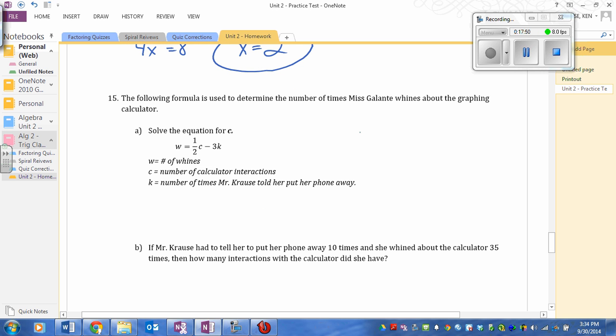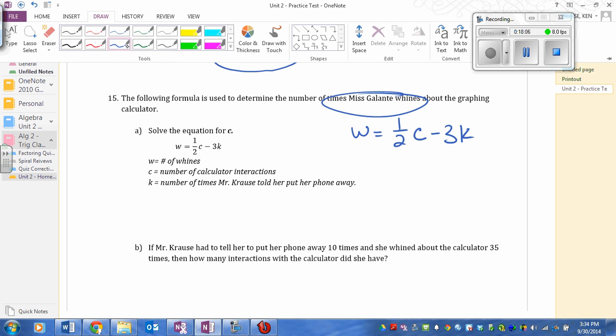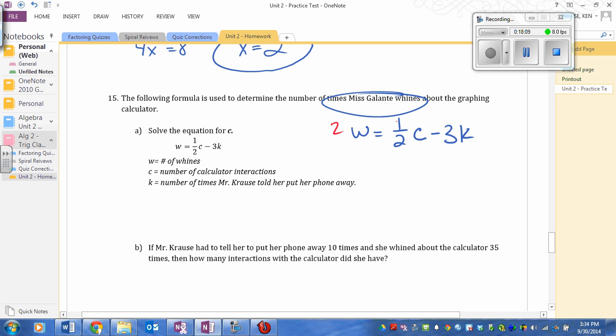So all I got to do is solve this equation for c. So my equation is w equals 1/2 c minus 3k. Oh, there you are, Miss Galante. No complaining about your calculator anymore. So I'll go back to red. First thing I'm going to do is get rid of that fraction by multiplying everything by 2. So I get 2w equals c minus 6k. Then I'm going to bring the 6k over, so I get 2w plus 6k equals c. Well, there's the equation.